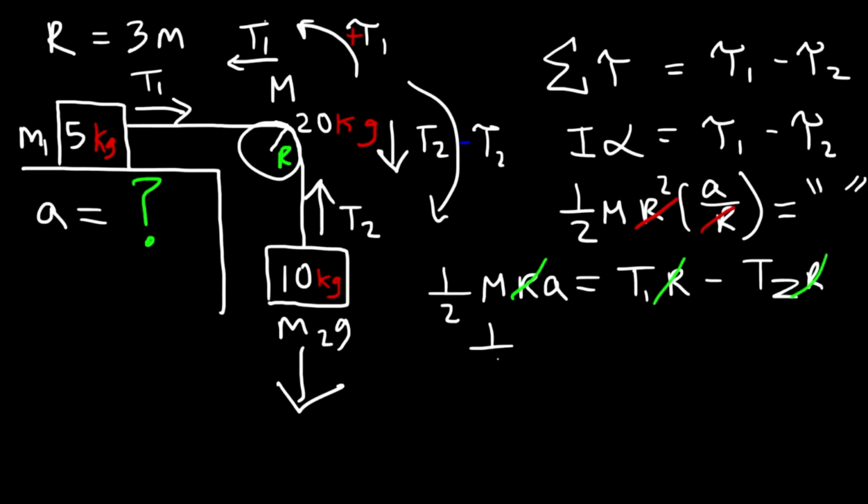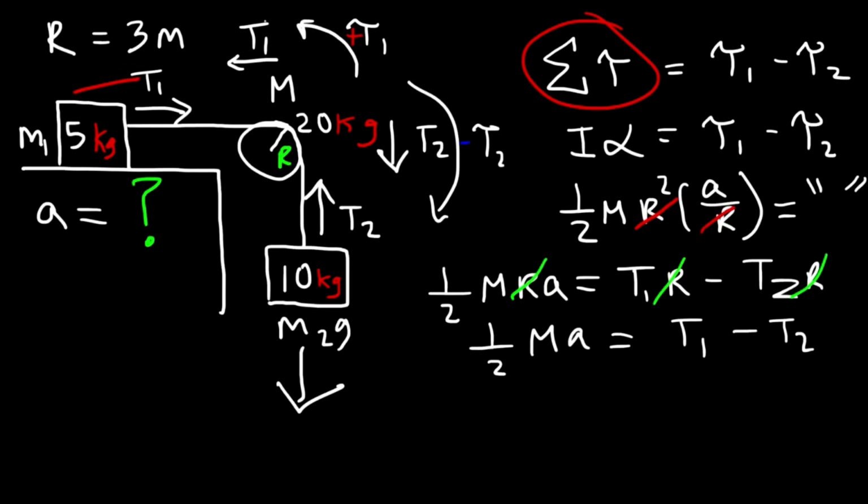So now we have 1/2 Ma, which is the difference between the two tension forces. Now the net torque, is it positive or is it negative? What would you say? Now we know the whole system is moving in this direction, which means that the disk has a net torque that causes it to rotate in the clockwise direction, which is associated with a negative torque. So therefore we need to put a negative sign. So now let's save this equation. We're going to get back to it.